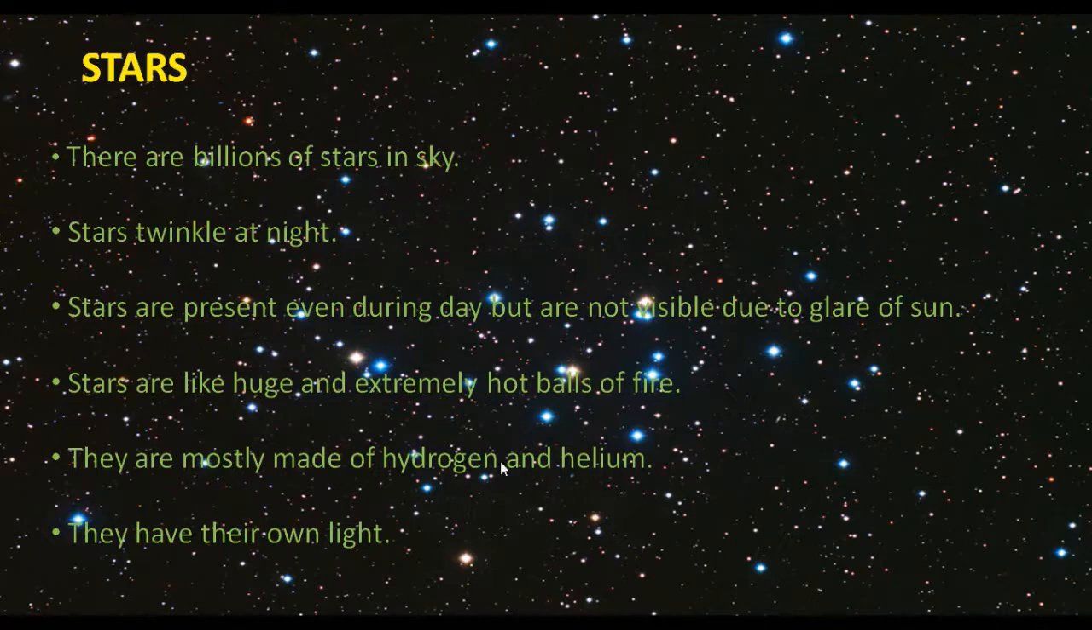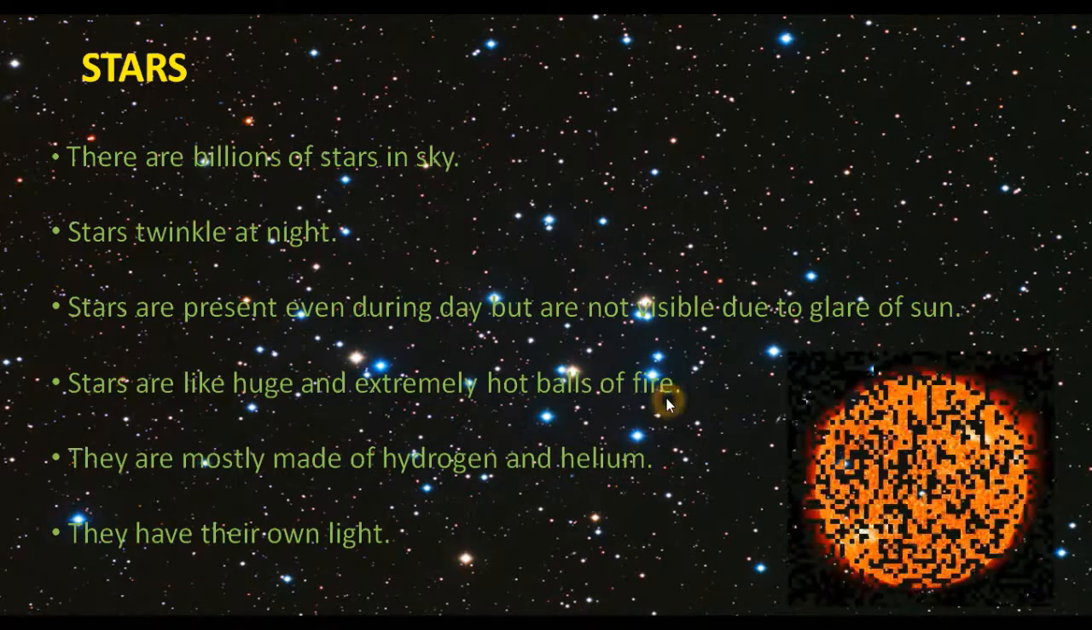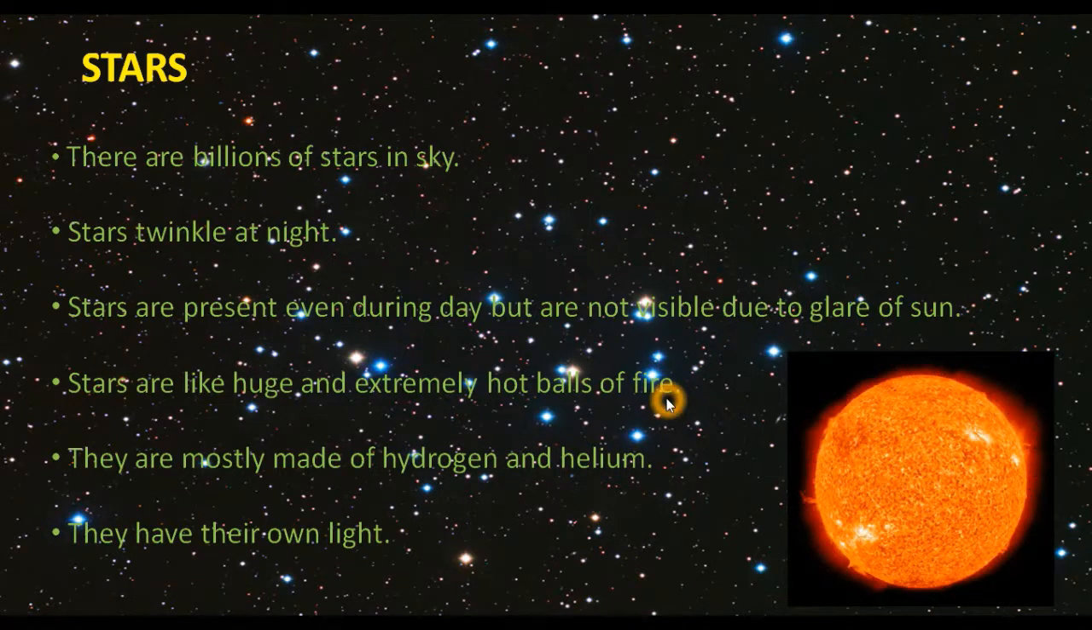Stars are like huge and extremely hot balls of fire. Basically, these are celestial objects that are extremely hot. Stars are made of hydrogen and helium. Stars consist mostly of hydrogen gas. And stars have their own light. Now the question arises, where does this light come from?